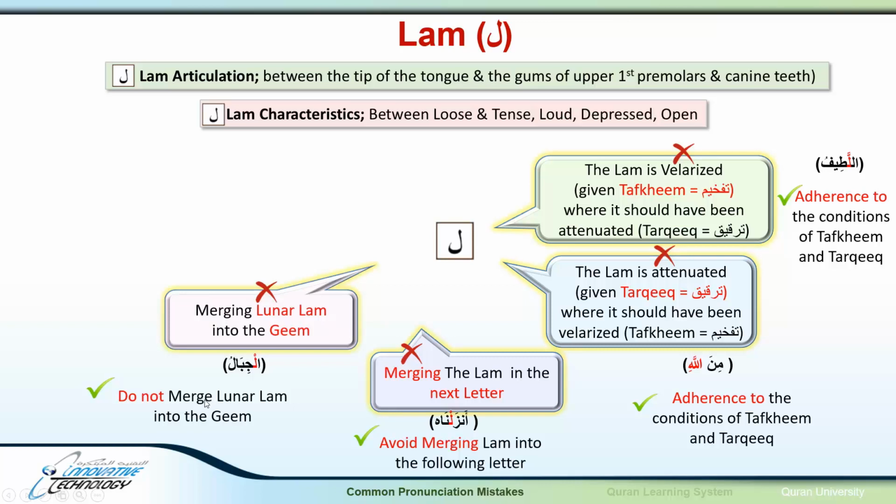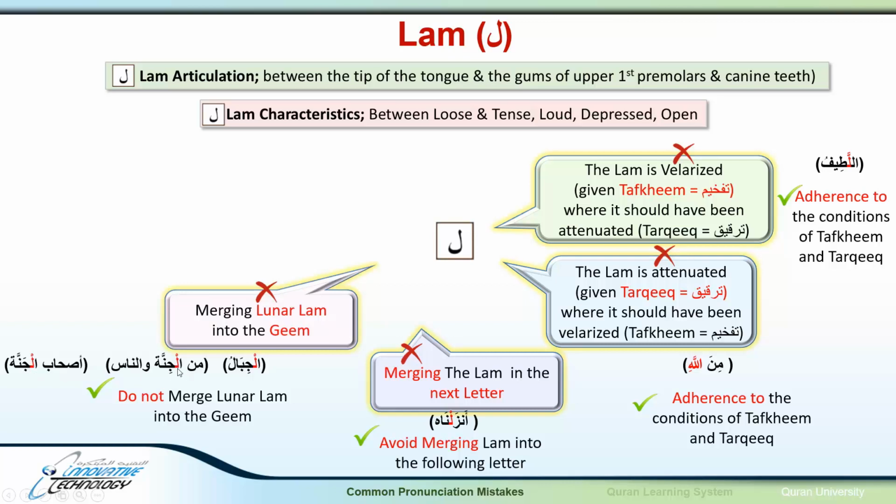Al-jibal. So we should not say al-jibal. We should not eliminate the lam. Again, there is no idgham or merging of the lunar lam into the jim. Another example is min al-jinnati. Some people would say min al-jinnati wan-nas, and that's wrong. Another example is ashabul jannati. Again, that's wrong. The right way here is ashabul jannati.